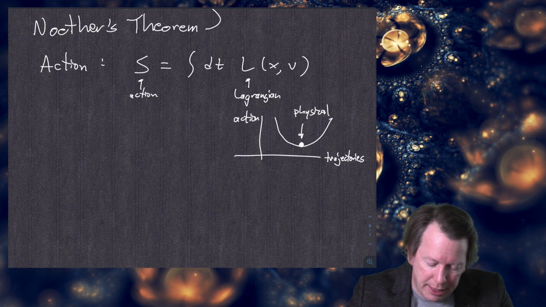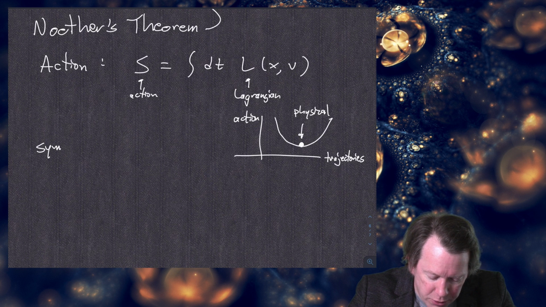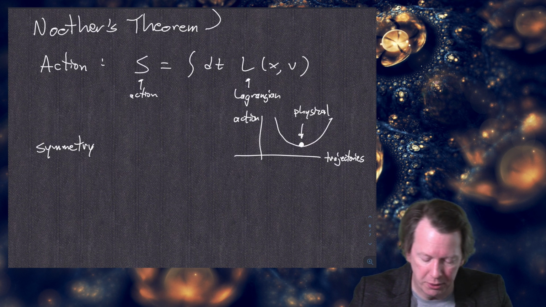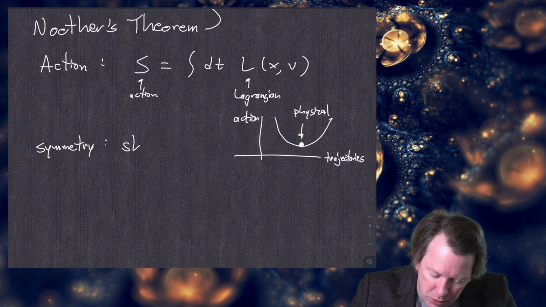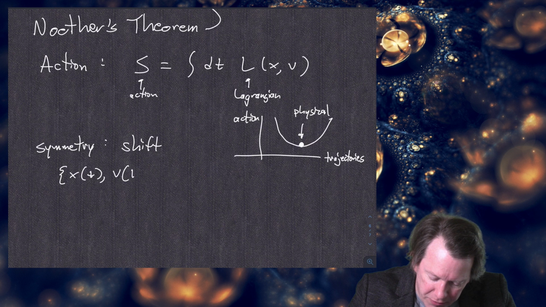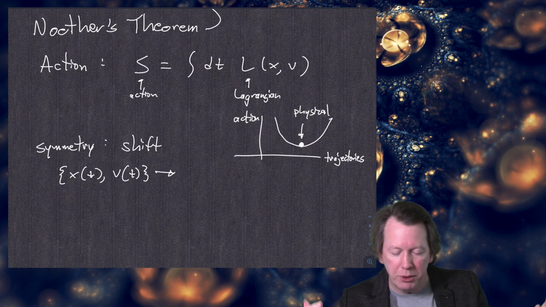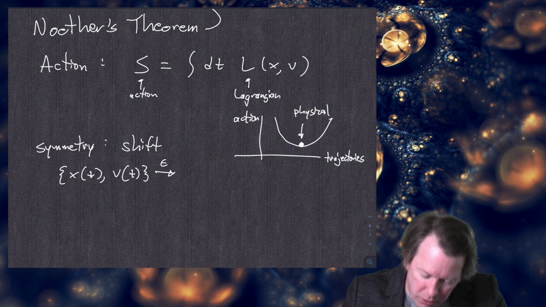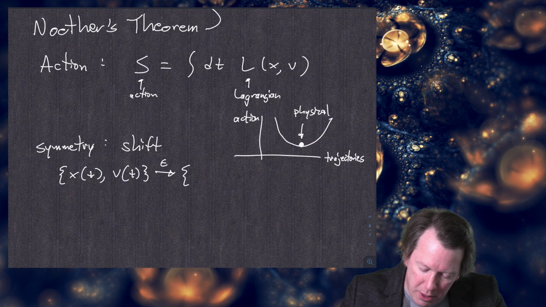So what it says is, let's imagine a symmetry is described by some shift of all the values. So we have x of t, the position as a function of time, and v of t, the velocity as a function of time, and you shift it to something parameterized by a parameter, let's call it epsilon, okay? So to some new value, x sub epsilon of t and v sub epsilon of t.